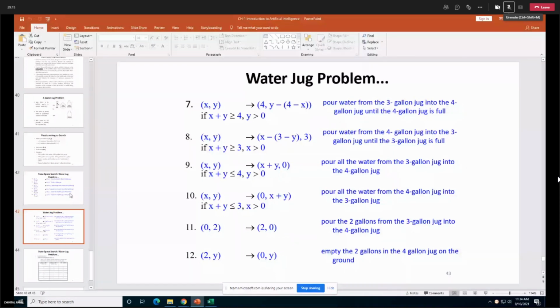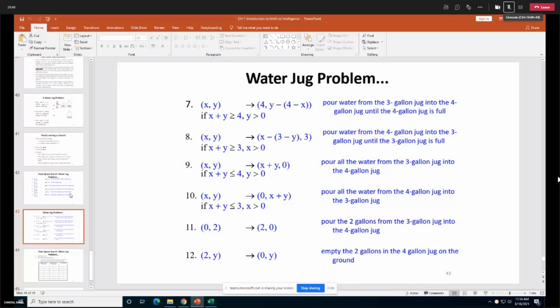11th and 12th rules: if you have a condition like 0 and 2, it is very easy to achieve your goal state. Just pour the 2 gallons of water from the 3-gallon jug into the 4-gallon jug. The same thing happens for the 12th rule. If you want to start over or reset the problem, you can empty the 2 gallons of water present in the 4-gallon jug onto the ground.